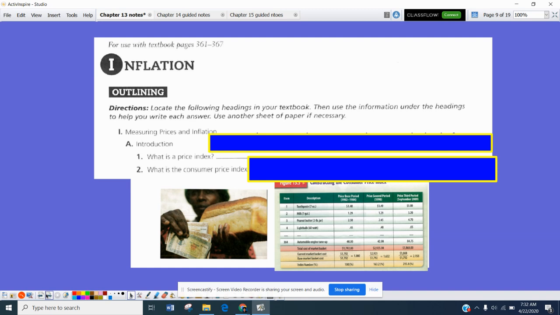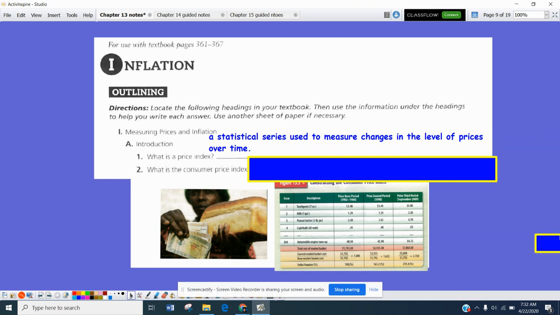Measuring prices and inflation, the introduction here. What is the price index? Well, the price index is a statistical series used to measure the changes in levels of prices over time.